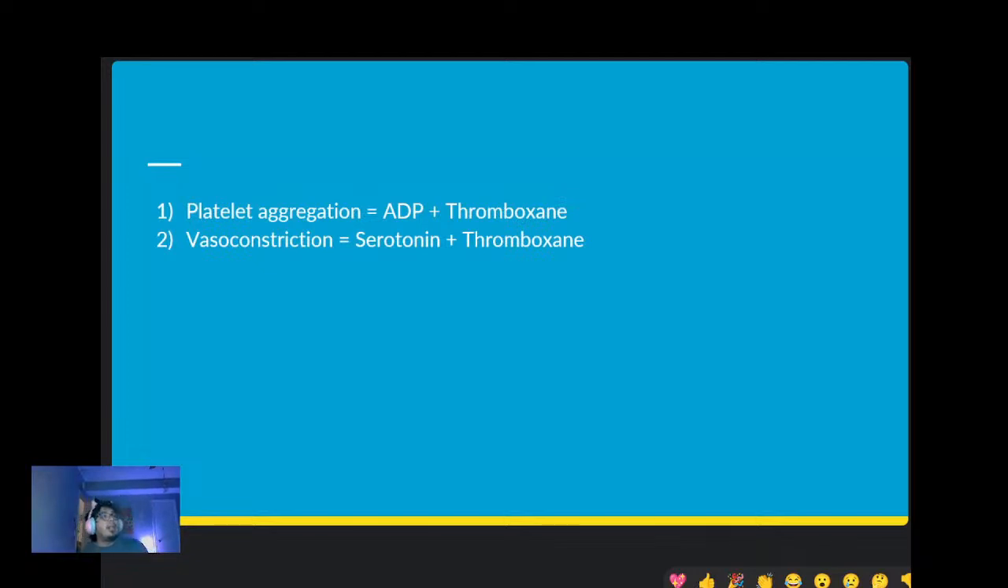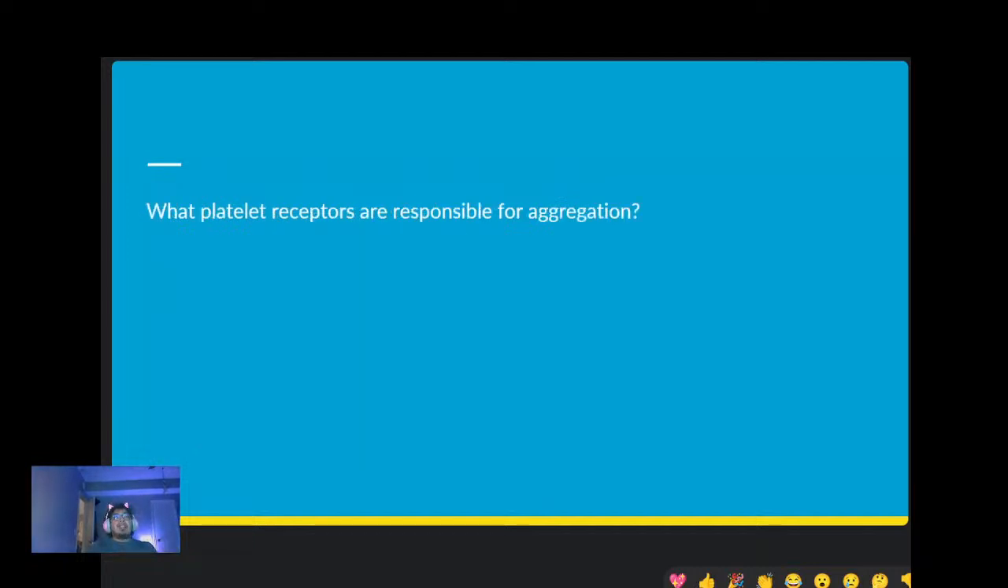Now, let's talk about platelet receptors responsible for aggregation. Platelet plug formation doesn't just stop with the platelets binding with the von Willebrand factor. The platelets need to bind with other platelets, and this is known as aggregation. They form cross-links with specific receptors known as GP2B/GP3A, which are linked together by fibrinogen.